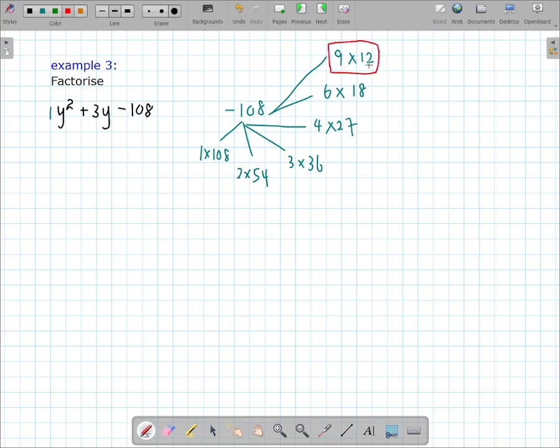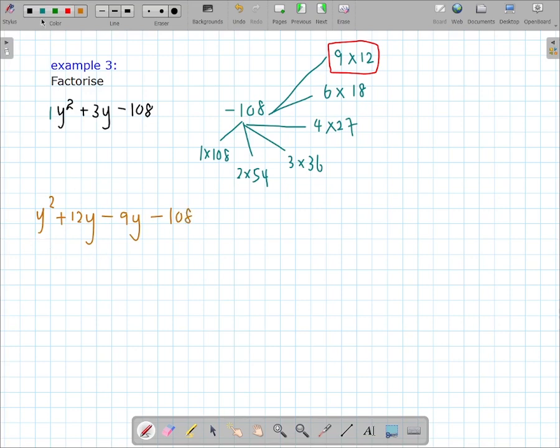So using 12 and 9, I have to make 3, that is 12 minus 9. Then I told you one is positive, one is negative, so the larger one is positive. So 12 is positive, 9 is negative. So I write y squared plus 12y minus 9y minus 108.